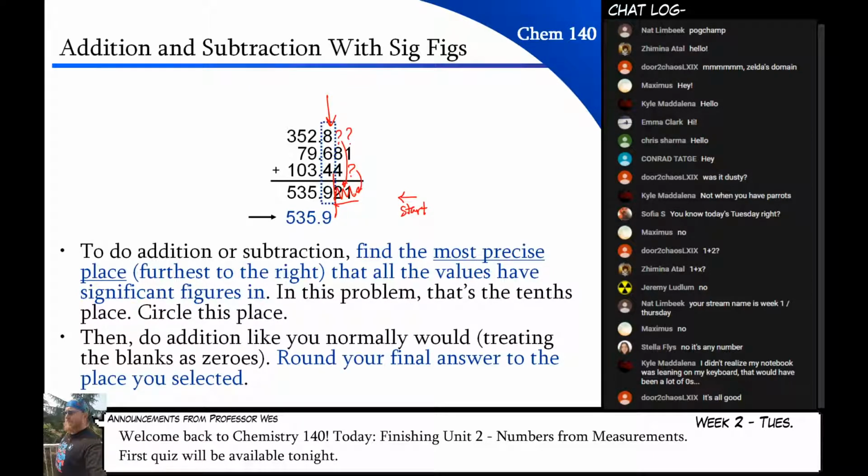Because one of your values only goes to the 10th place, for that value, we don't know the hundreds place right here or the thousands place. That means that any other number we add to it is just going to lose those numbers because it could be anything in those positions. But the remaining places are well enough known that we can rely on them.